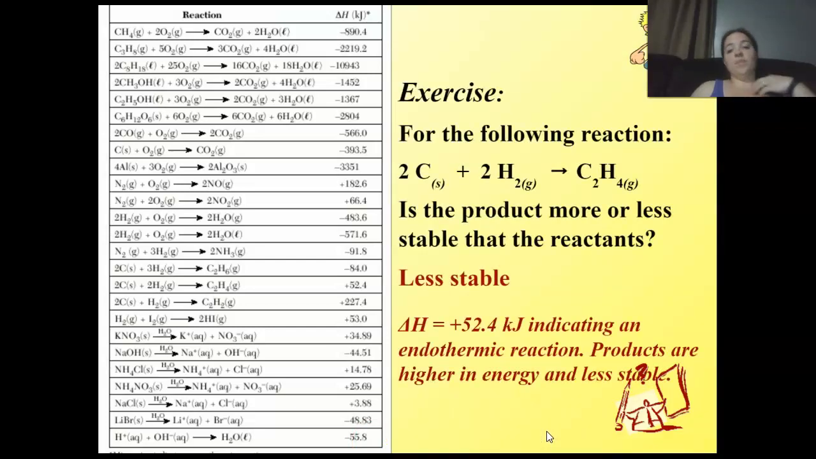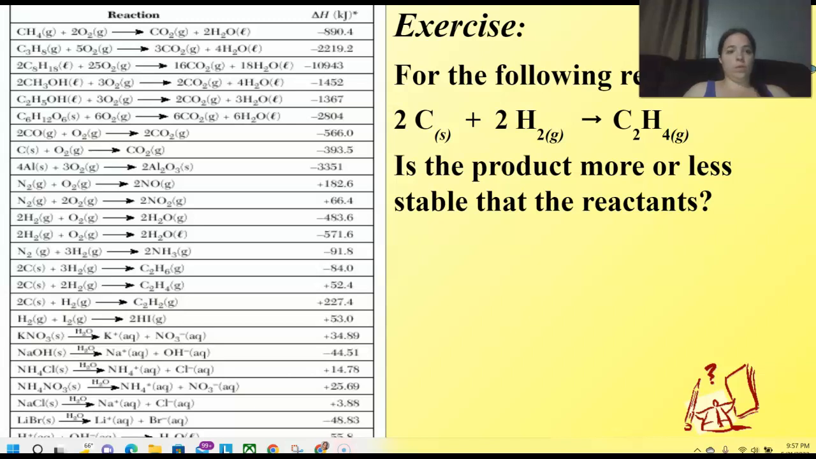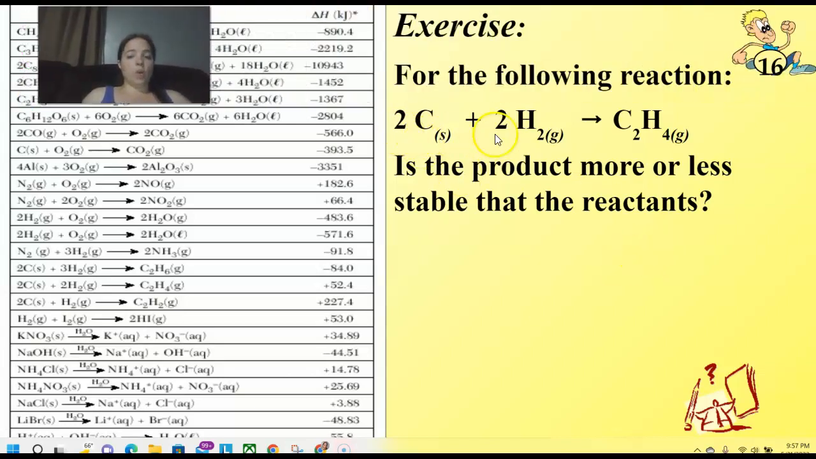For the following reaction, 2 carbons plus 2 hydrogen gas, that's solid and gas, gives you C2H4 gas. Is it more or less stable? Remember what we were talking about with the phase diagrams and being stable and not stable. You want the one that has the line ending down, aka exothermic. So anything that is negative is going to be more stable.